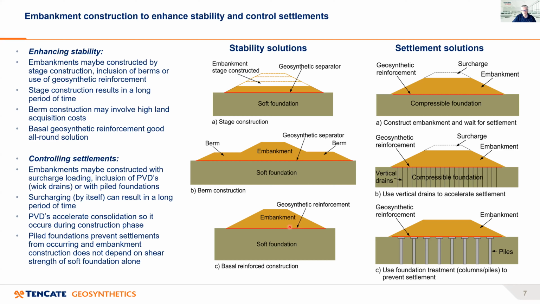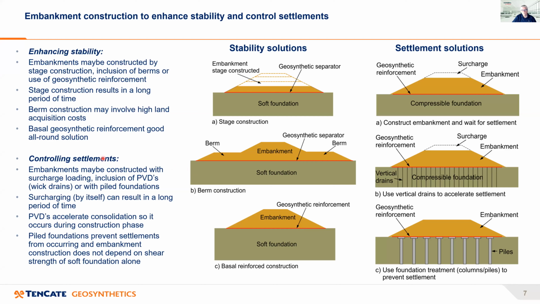Now, the third solution is we can use geosynthetic reinforcement at the base of the embankment and construct the embankment on top of that. And this solution is a good all-round solution because we're using the geosynthetic reinforcement to be able to maximize the steepness of the side slopes of the embankment and also maximize the height that we can build the embankment to while keeping the whole structure stable. And so this can actually help for stability purposes.